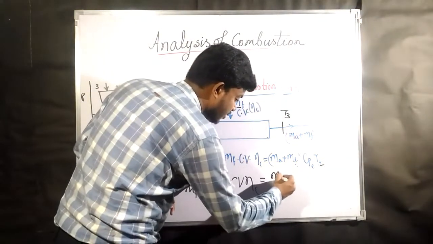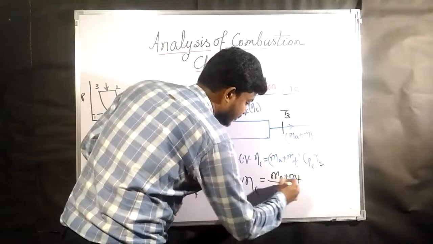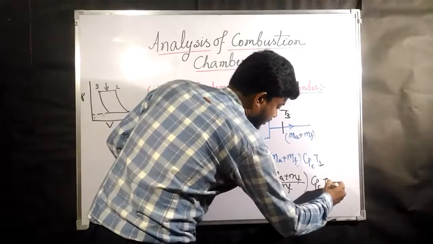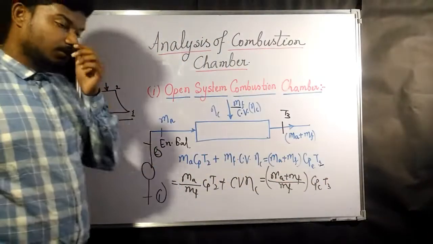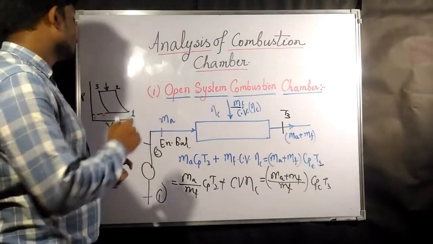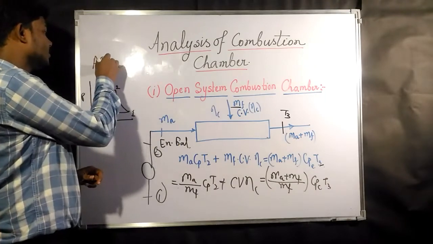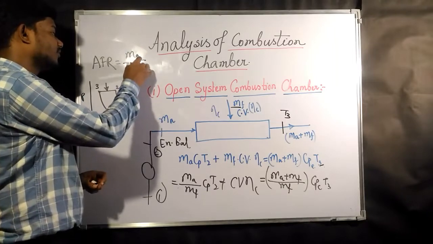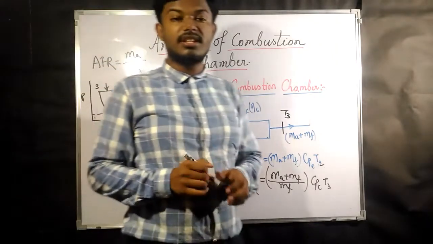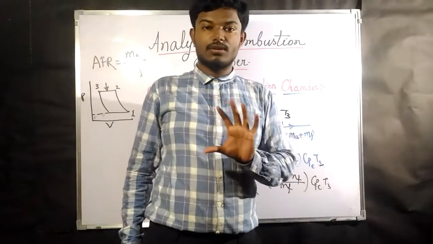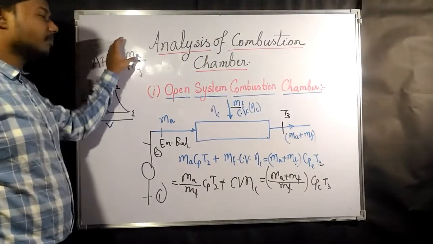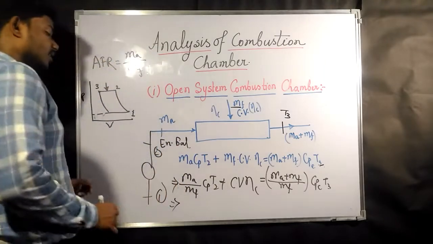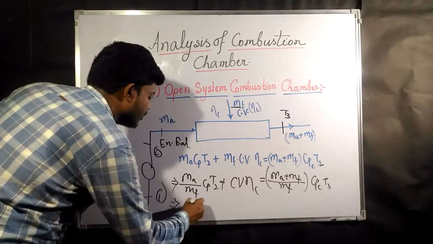Now what is going to happen here? This is nothing but Ma plus Mf divided by Mf, into Cp exit into T3. Now, if you remember, the air-fuel ratio is nothing but the mass of the total air divided by the mass of the total fuel. So from this you can write that Ma by Mf is nothing but the air-fuel ratio.